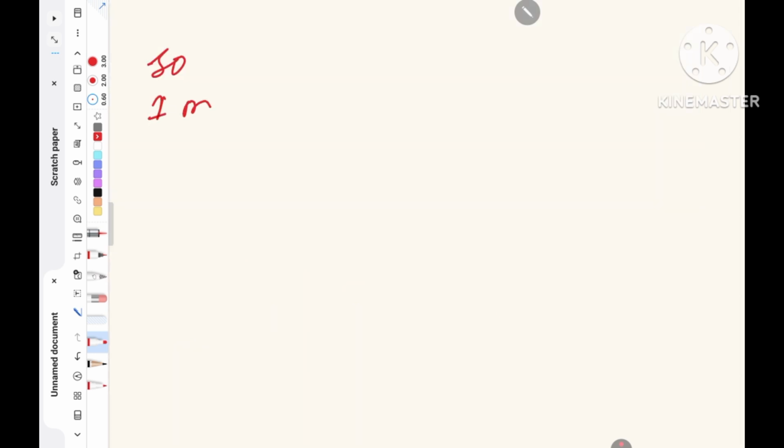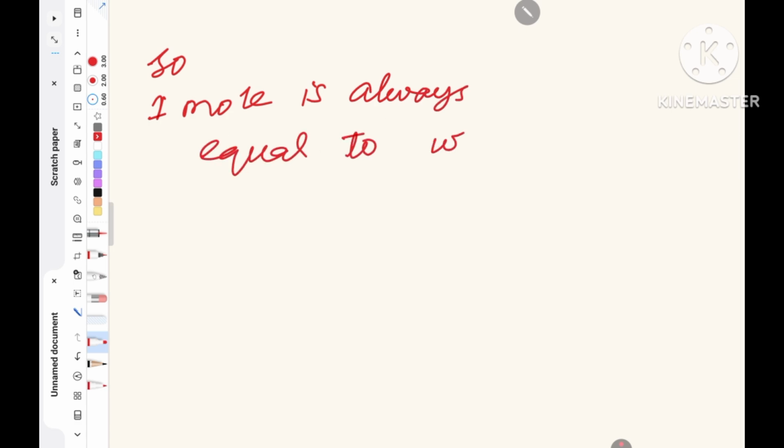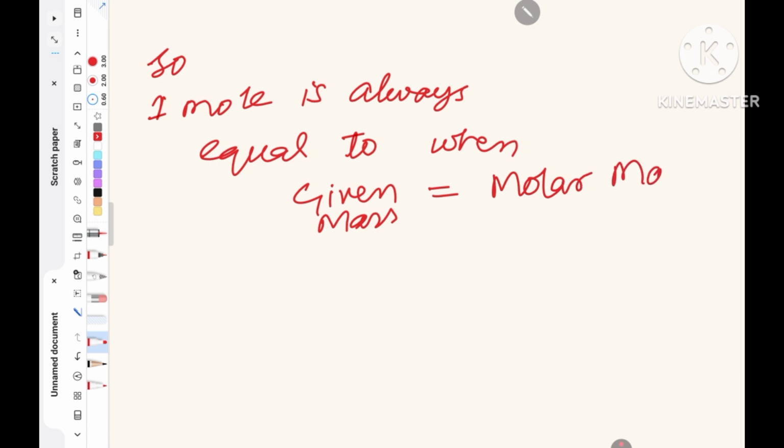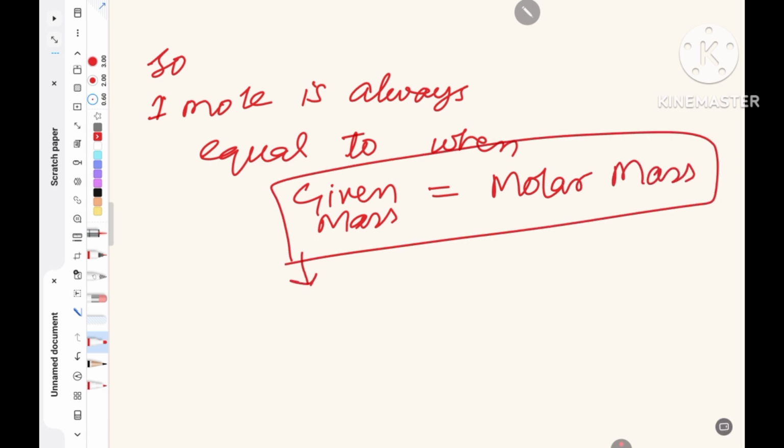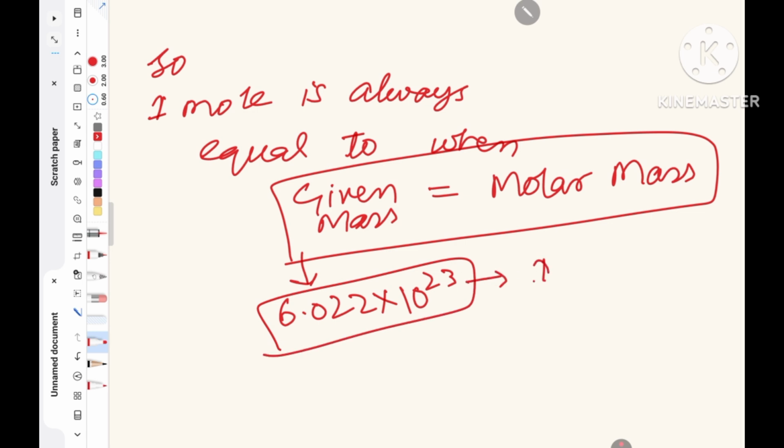One mole is always equal to when given mass is exactly equal to molar mass. This is the simplest rule or concept to remember: Avogadro's number of particles are 1 mole.